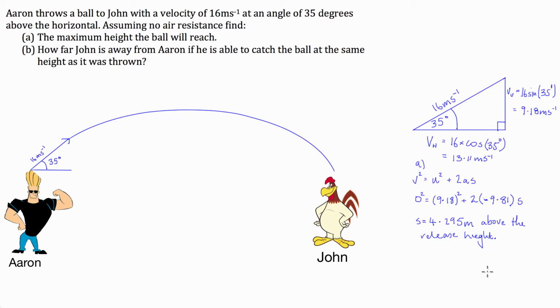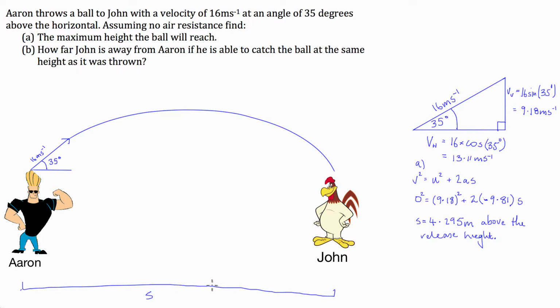Now, the B part of the question, it asks us, how far is John away from Aaron if he is able to catch the ball at the same height as it was thrown? Okay, for us to work this out, so we're looking for that distance there.